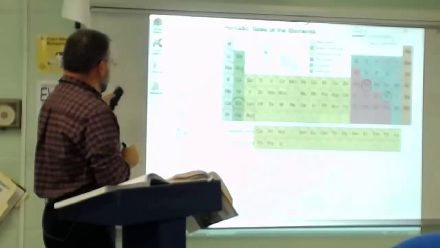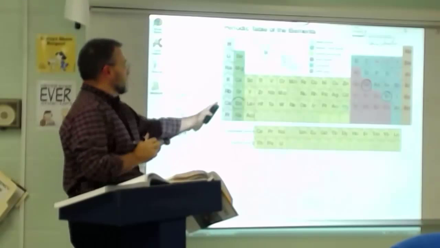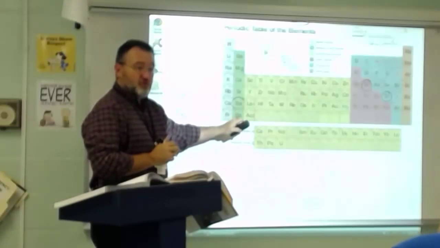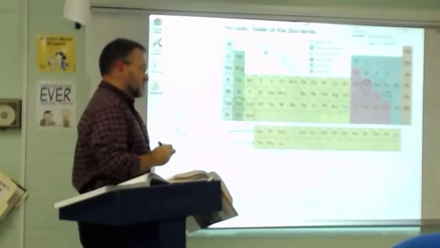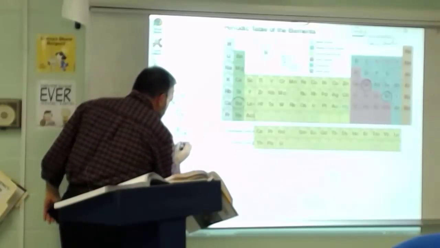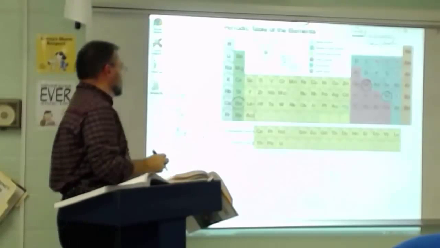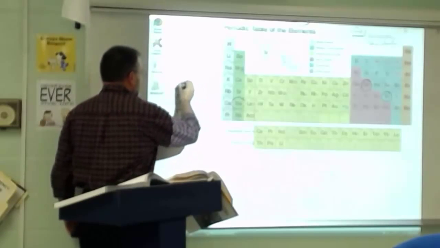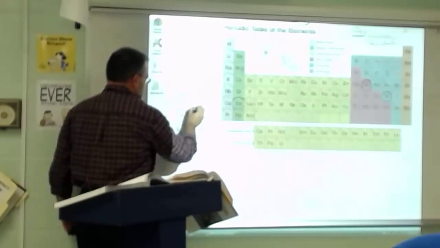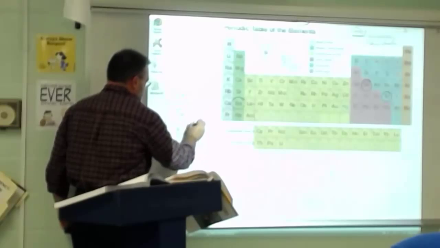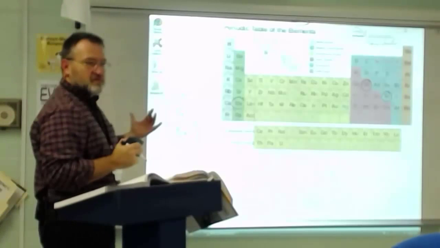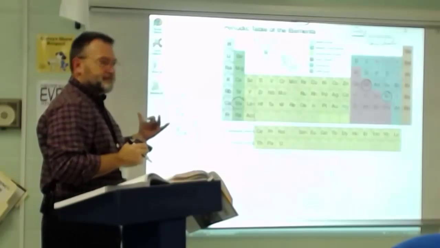In barium, Ba, column 2A, so it has 2 valence electrons. 1, 2. This first one, the second one, and the third one. Any questions on those structures? Make sense? Okay.